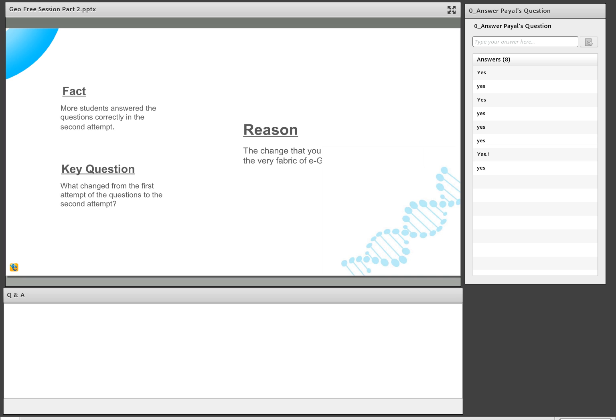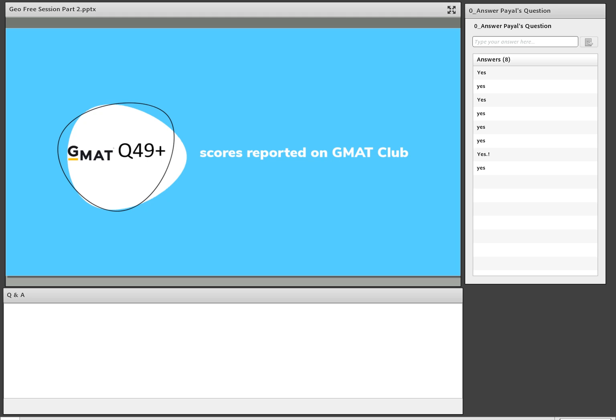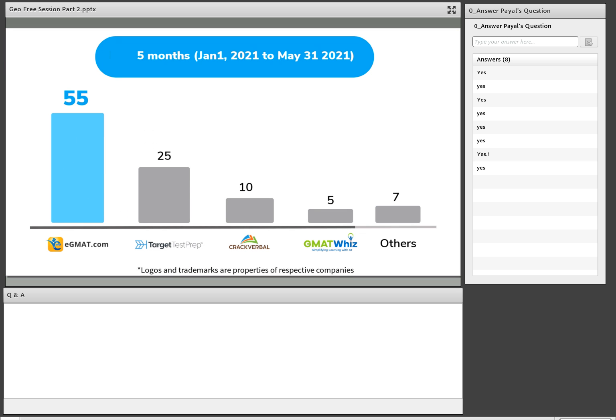One of the things that you probably know of us is that e-GMAT is known for its verbal courses. What you probably don't know is that since the launch of Quant 2.0, and we've been launching Quant 2.0 in bits and pieces since January of this year, we've actually delivered more Q49 or higher scores. And this is data for just the first 5 months, from 1st of January to 31st of May. All of these scores are Q49 or higher. And you can see we've delivered more Q49 scores than Target Test Prep, a company that's actually known for Quant courses. You can go verify these numbers on GMAT Club.